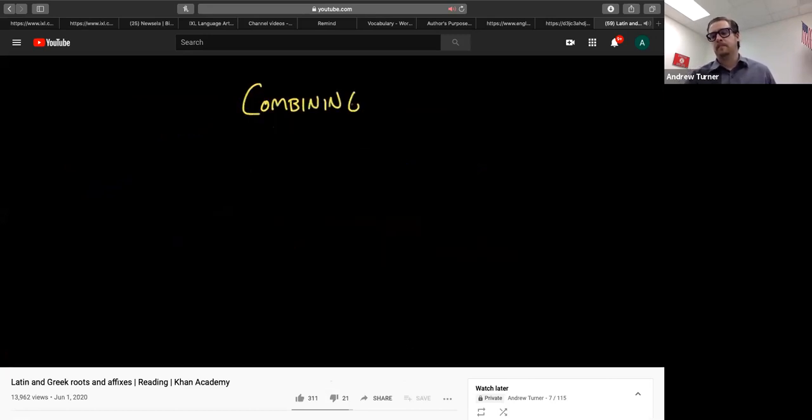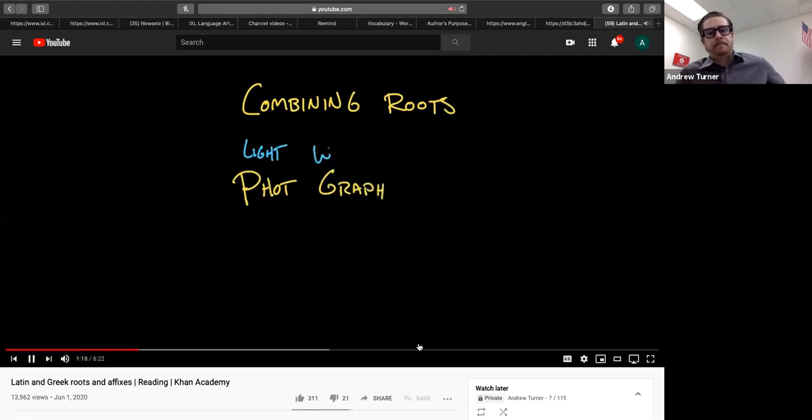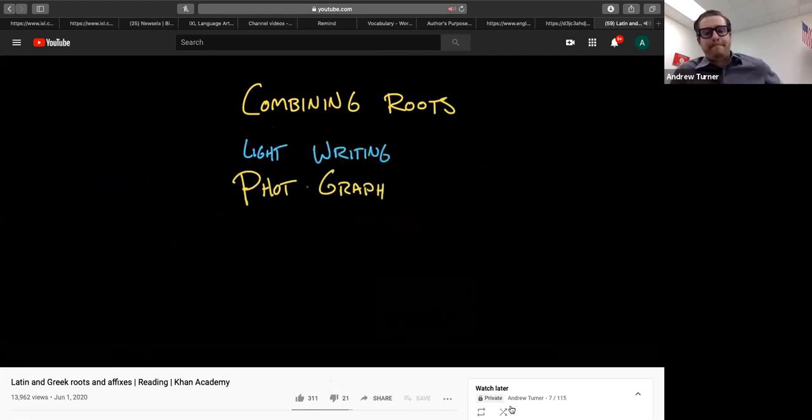Now, you can also combine roots to make words. The word photo is Greek for light. The root graph comes from the Greek for writing. You put those together, you get photograph, or writing with light. It's kind of poetic, isn't it?